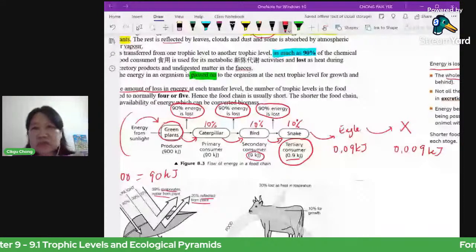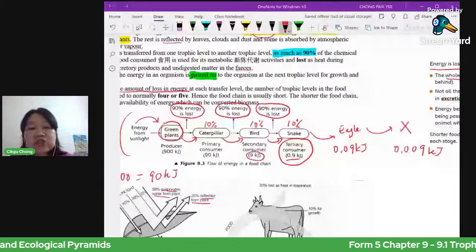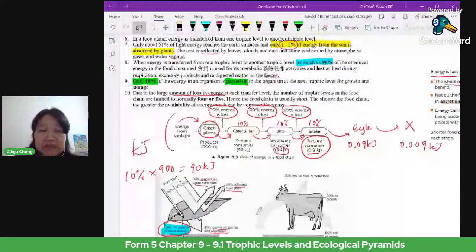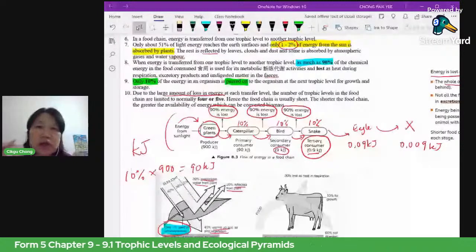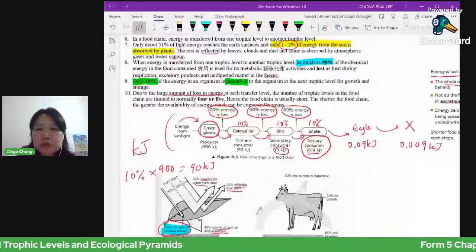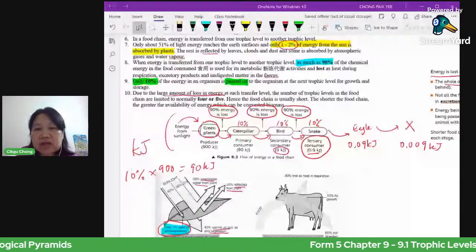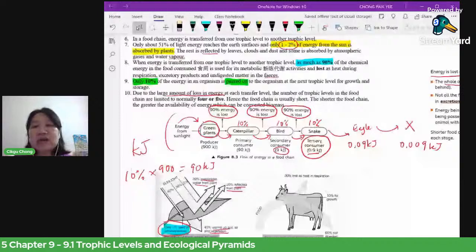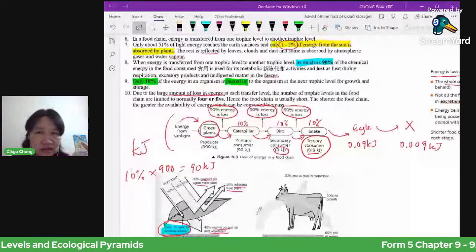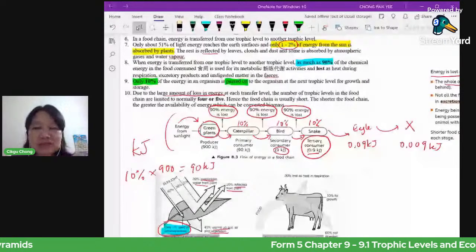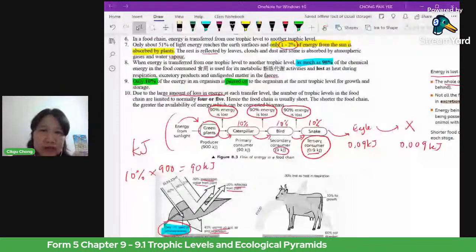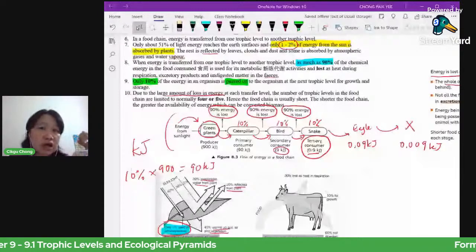The reason is that the energy transferred at every level, the loss of energy, is quite a large amount. So at the end of the chain, the organism towards the end is not going to get much energy from this food chain. That's why it's usually short. I'm not getting anything from this food, so why do I even bother to eat it? That's what it means. So it's always better to be at the lower trophic level, where you'll be getting more energy from the food.